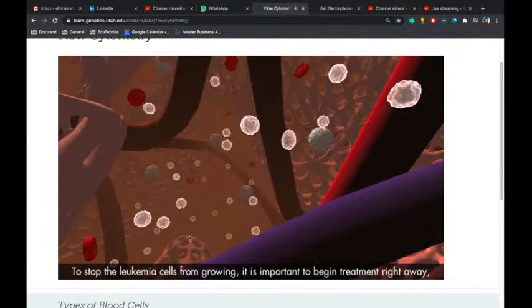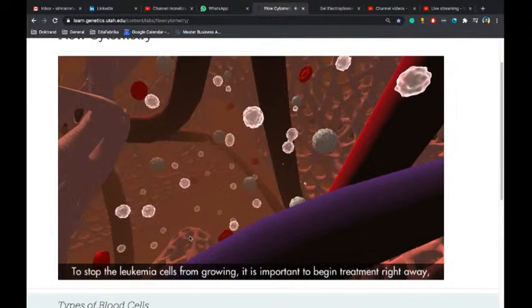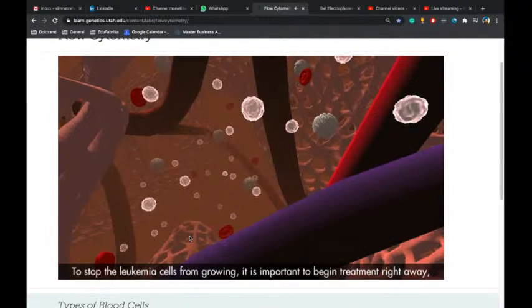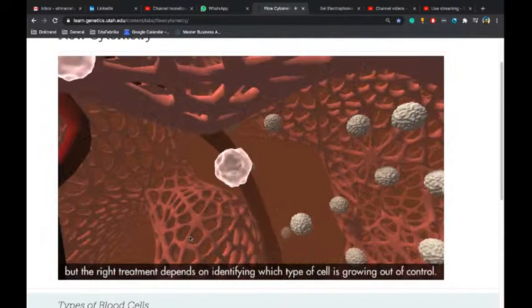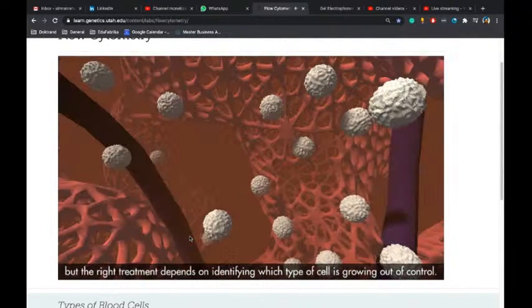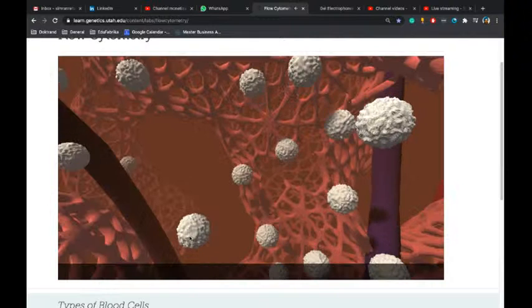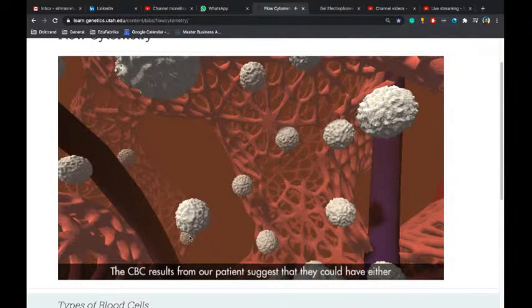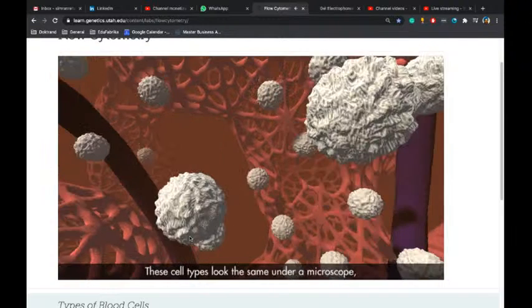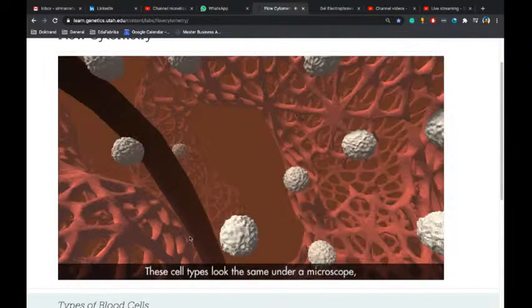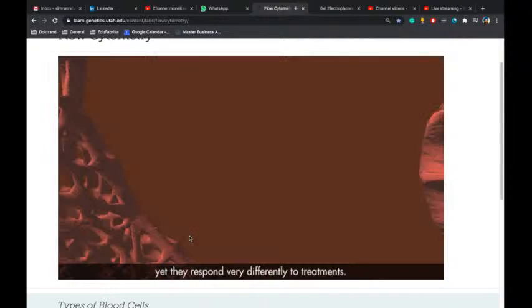To stop the leukemia cells from growing, it is important to begin treatment right away. But the right treatment depends on identifying which type of cell is growing out of control. The CBC results from our patient suggest that they could have either B-cell or T-cell leukemia, but we don't know which. These cell types look the same under a microscope, yet they respond very differently to treatments.